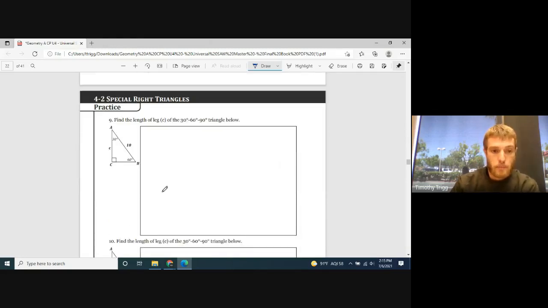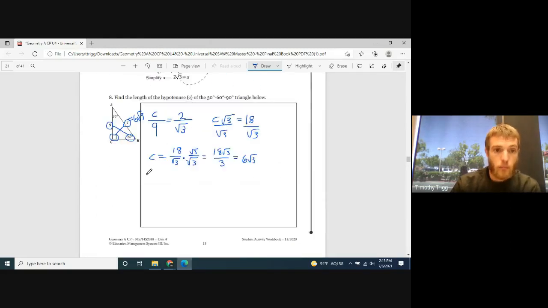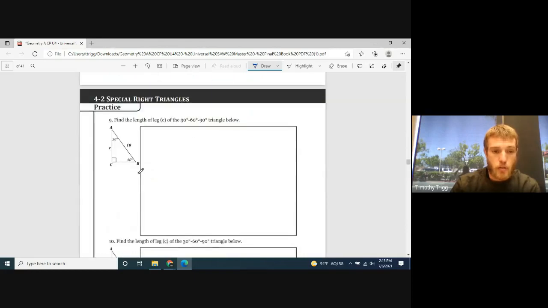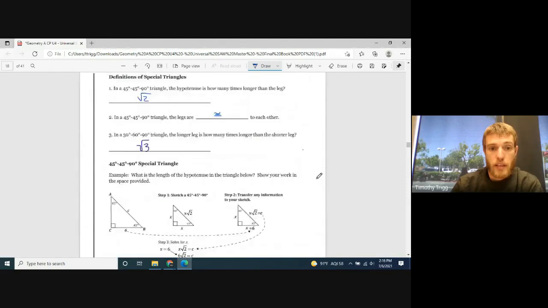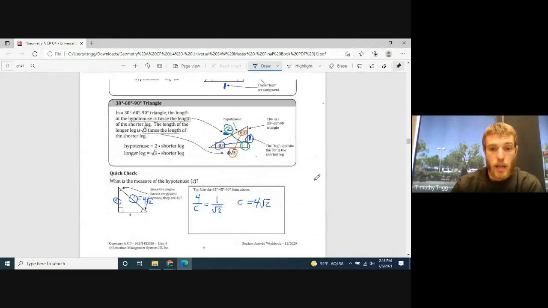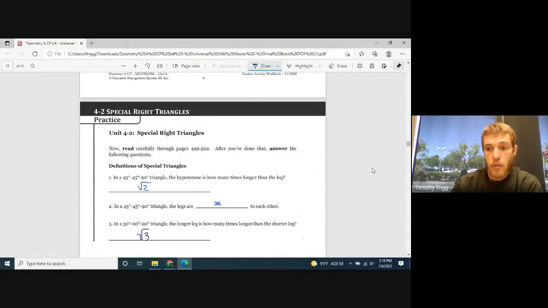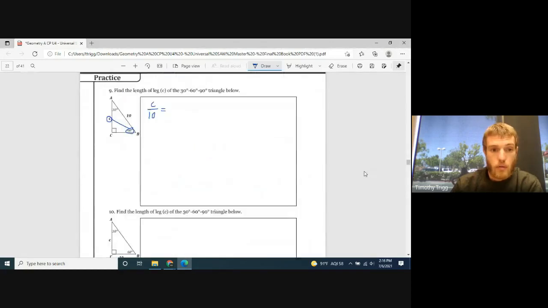Let's try this next one. So here, our first fraction, C over 10, let's say. Now the C is opposite from the 60 in this case. So what's opposite from the 60 in our other triangle? Up here at the example on page 9. What's opposite from the 60? Square root of 3. So opposite from the 60, C. Opposite from the 60 on the other one, square root of 3.